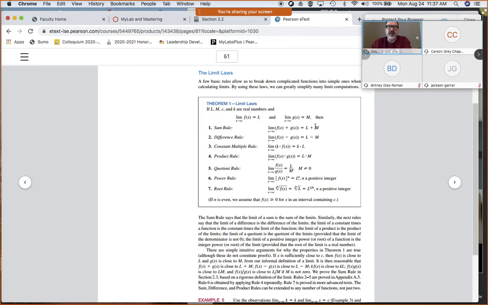Again, if you're adding, add the limits. If you're subtracting, subtract the limits. If you're multiplying by a number, multiply the number by the limit. If you're multiplying two functions, multiply their two limits. If you're dividing, divide their limits, so long as the bottom one's not 0. If you're raising to a power, raise the limit to the power. If you're taking to a root, take the root of that limit. It's just not a big deal, I hope. I hope it's very intuitive.